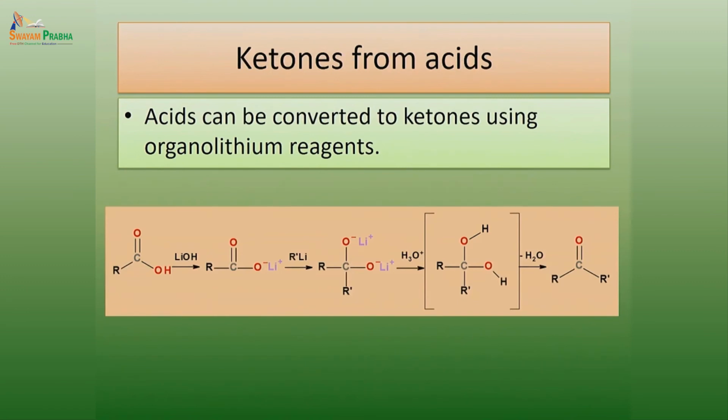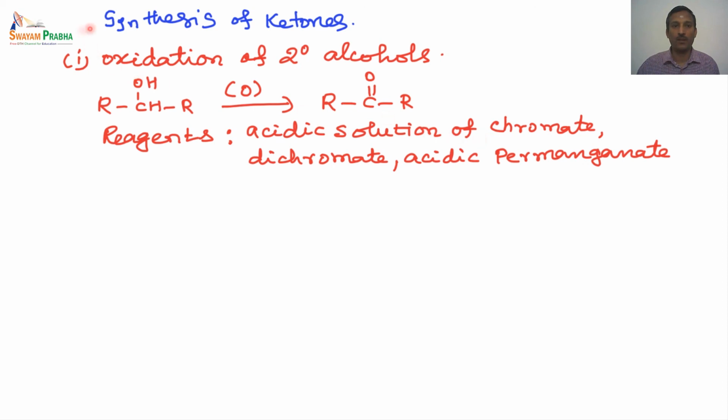Ketones from acids. A carboxylic acid, when treated with lithium hydroxide, gives the lithium salt, which when treated with alkyl lithium reagents gives the dilithio derivative, which on hydrolysis gives ketones. So this is an indirect method of making ketones from a carboxylic acid.